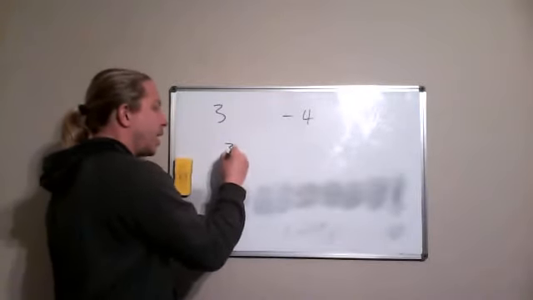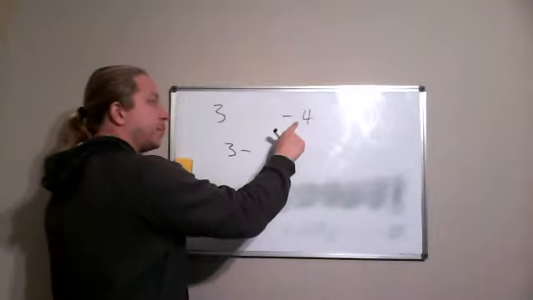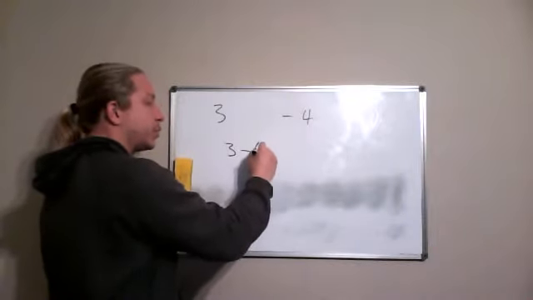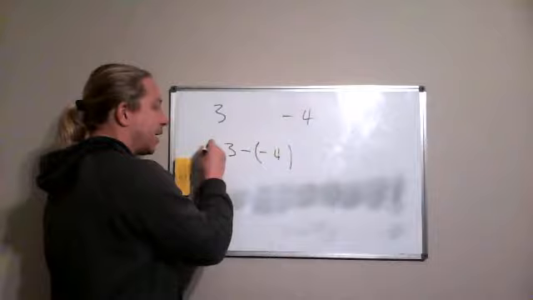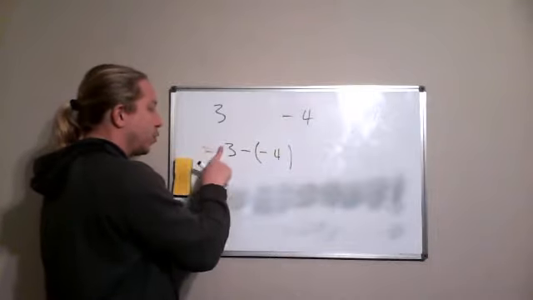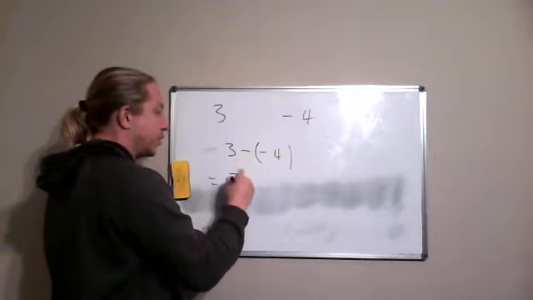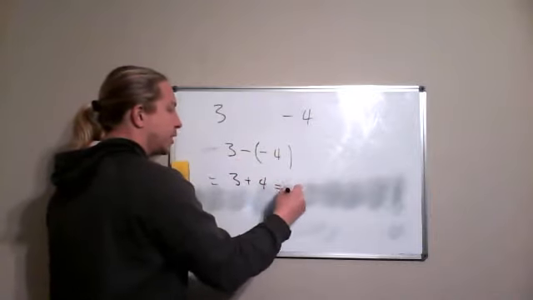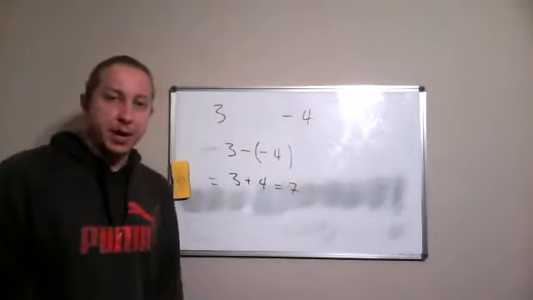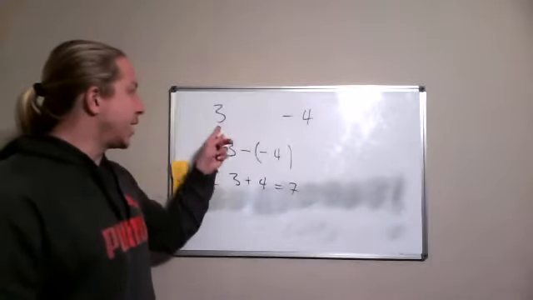We have to account for the double negative. So it's 3 minus, and this number is a -4, so put it into brackets like that. Now, this will equal to minus times a minus is a plus. So it's 3 plus 4, which is 7 degrees. Okay, so the difference in temperature here is 7.